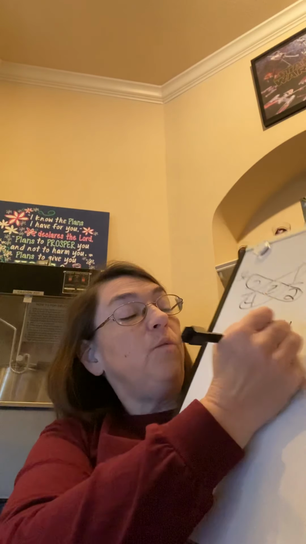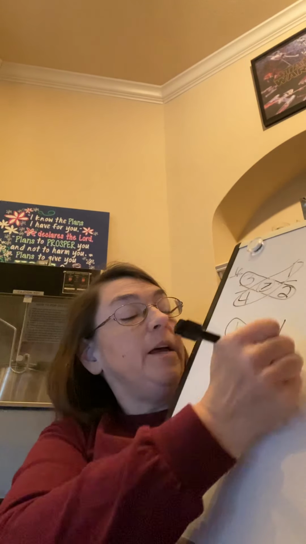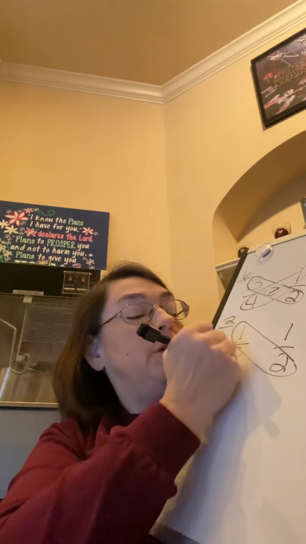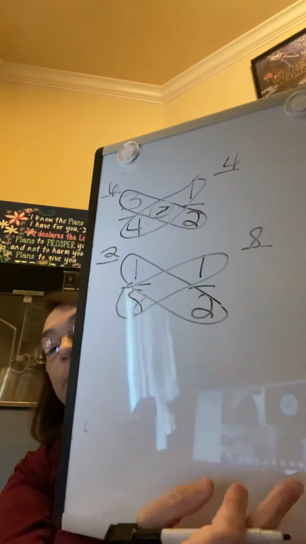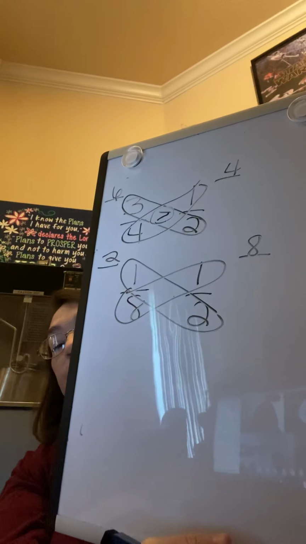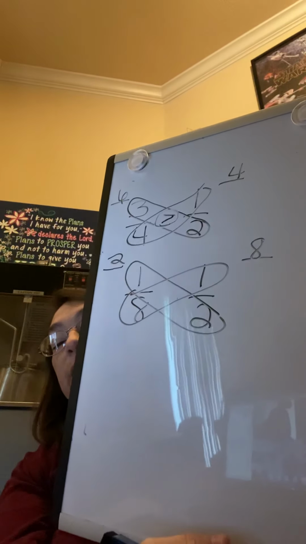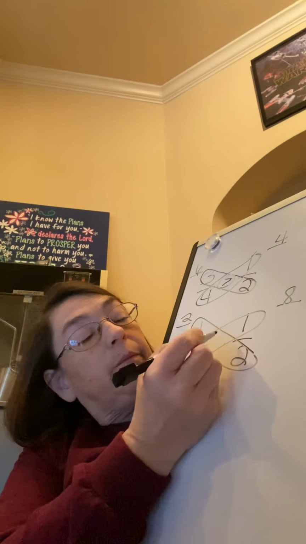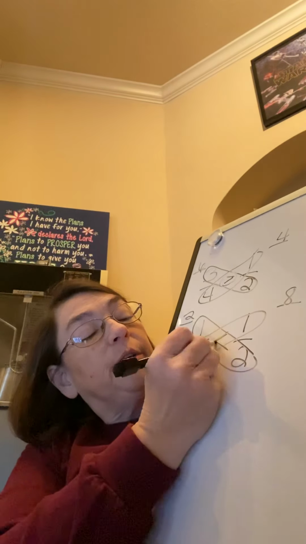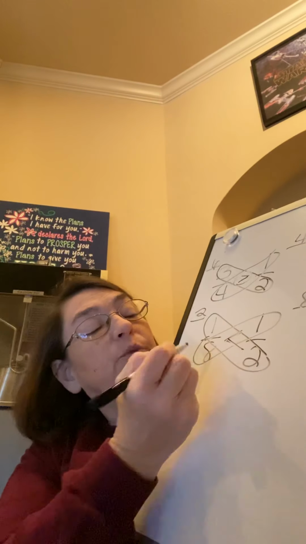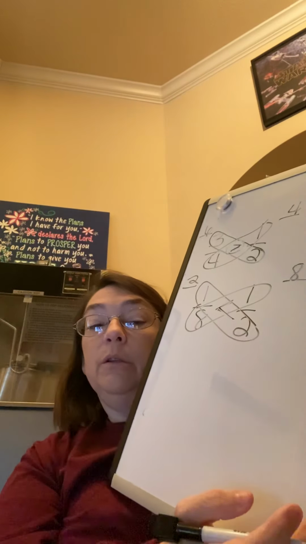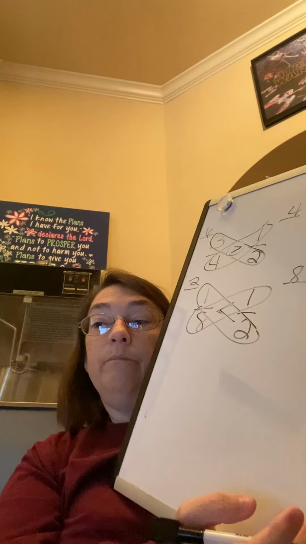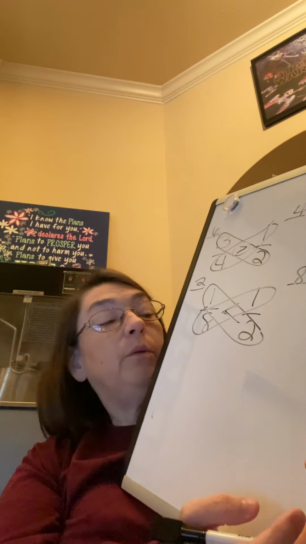1/8 and 1/2. I butterfly. I get 2. I butterfly. I get 8. Which one's bigger? 1/2 is bigger. So since 1/2 is bigger, is 1/8 closer to 0 or 1? 0. So this would be one I would circle, because it's closer to 0.